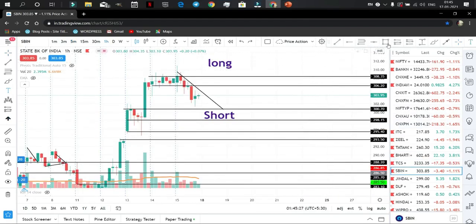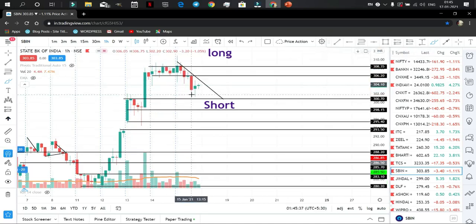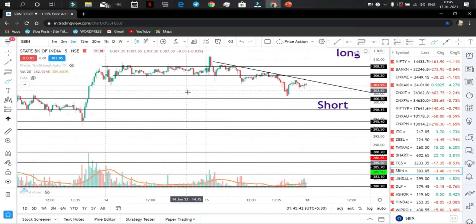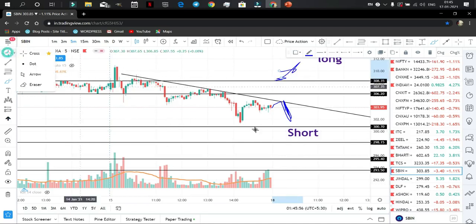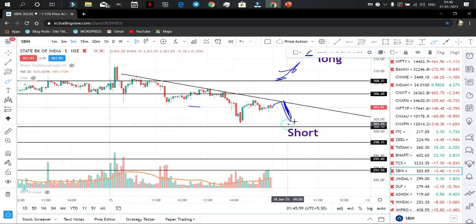The next stock is SBI. Now you can see that this is a flag and pole pattern, and then there's a little consolidation, and then there's a down move. And on the 5-minute chart, you can see that if the stock respects this trend line and goes down, I can take a short trade, and if this goes above this level, I can take a long trade. Now there's a higher probability that the stock will go down based on the current market scenarios.